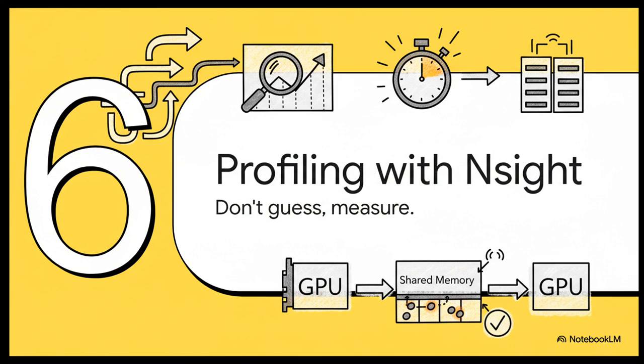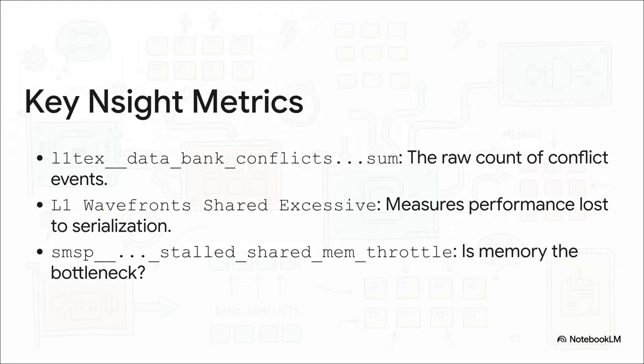Okay, so this is super important. After you've applied a fix, whether it's a software trick or using a new hardware feature, you have to check that it actually worked. You never ever want to just guess when it comes to performance. You have to measure. And the tool for that job is NVIDIA's Nsight Compute Profiler. When you run it, these are the vital signs you need to look for. You've got the raw bank conflict counter, which tells you, yep, conflicts are happening. Then there's the shared memory throttle metric, which tells you if your memory access is the main bottleneck.